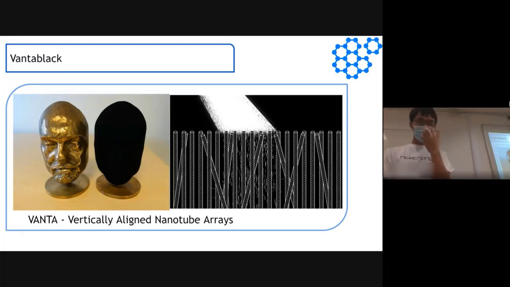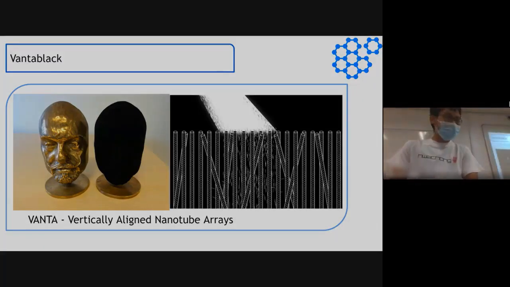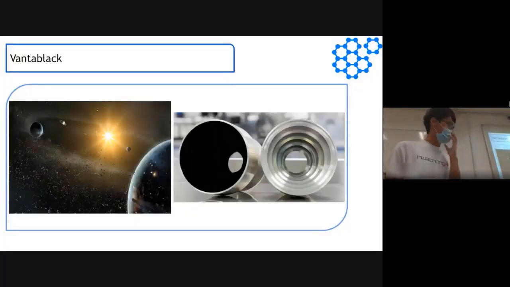And actually, Vanta stands for vertically aligned nanotube arrays, which means the nanotubes are, at large, aligned vertically. There are some defects here and there, but if light enters at an angle, most of the photons bounce back and forth between the nanotubes until they are eventually absorbed.